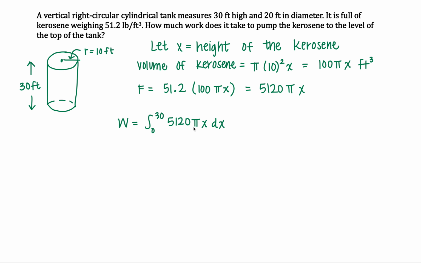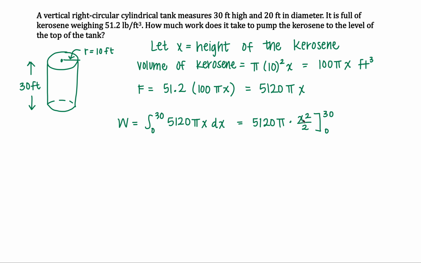The 5,120 pi is just a constant, so we're really just integrating that x, which will be x squared over 2. So you have 5,120 pi times x squared over 2. And we're going to look at that from x is 0 to 30.